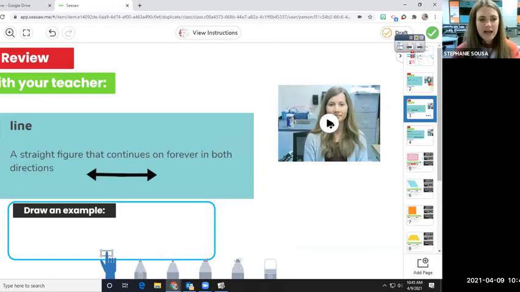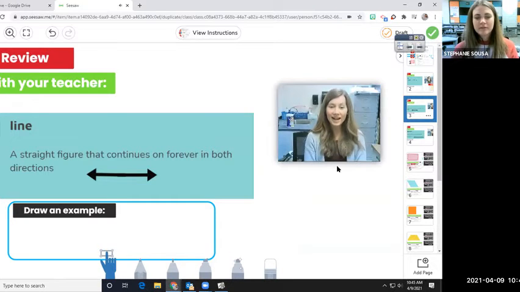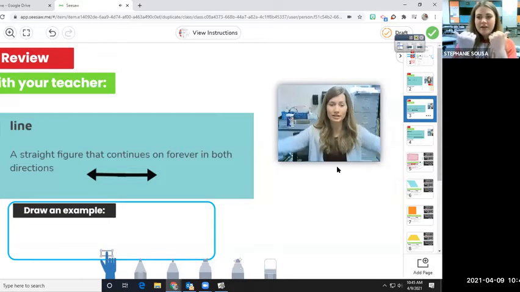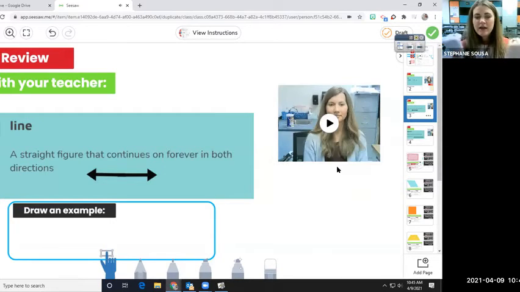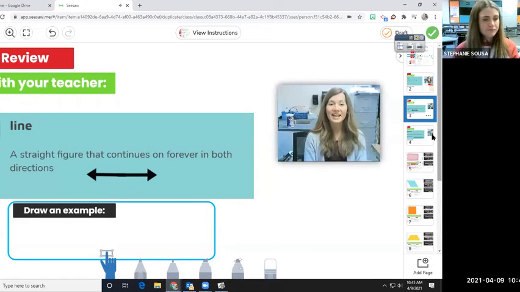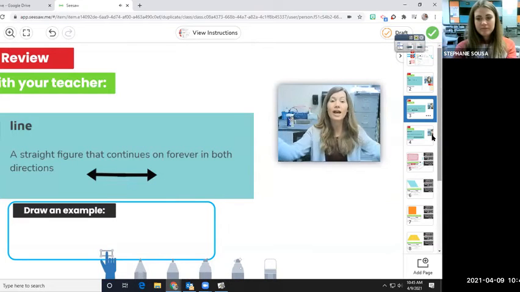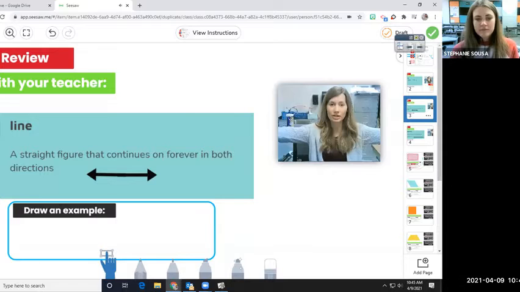All right. A line. Here we go. A line is a straight figure that continues on forever in both directions. Nice. It keeps going. It never stops. Remember, we don't have a lot of real, true lines in the world because forever is a really long way. Okay. Lines never, ever, ever end. A line is a straight figure that continues on forever in both directions.